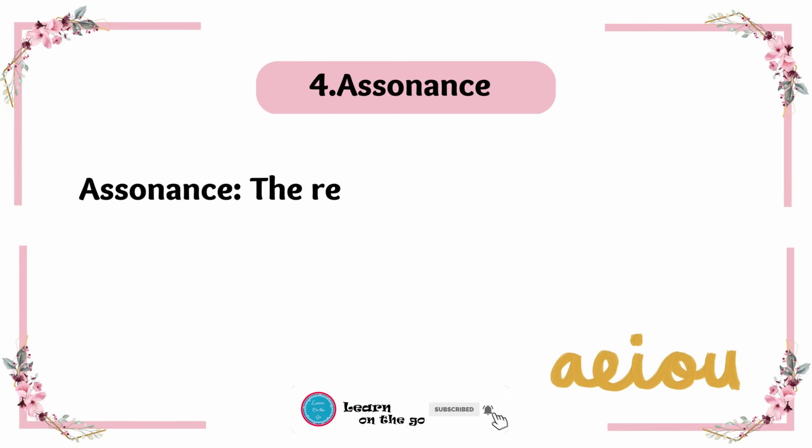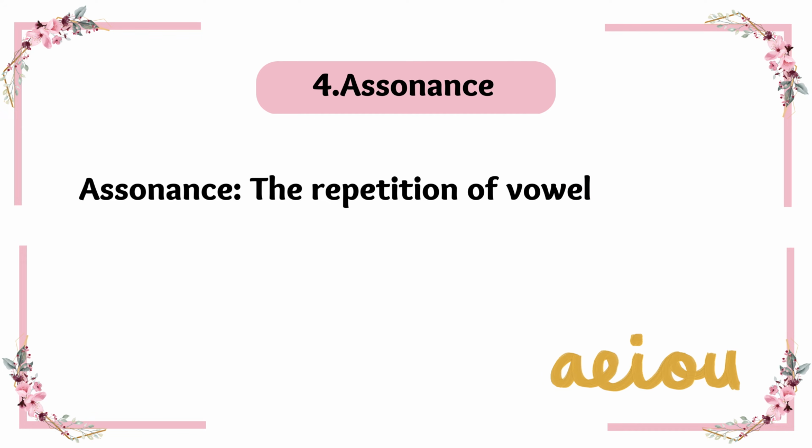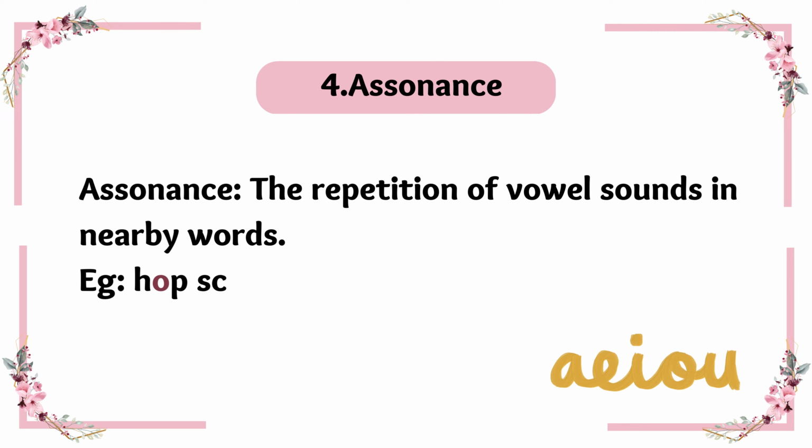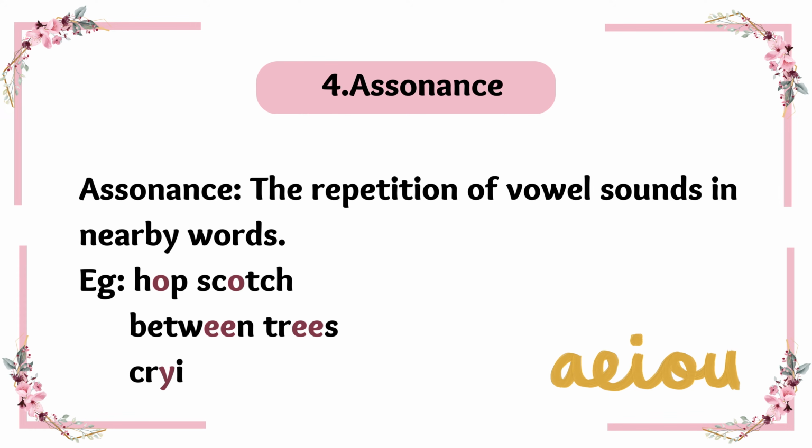Assonance. Assonance is the repetition of vowel sounds in nearby words. Simply put, it is a technique where the same or similar vowel sounds are repeated. Some examples are hopscotch, between trees, crying time.